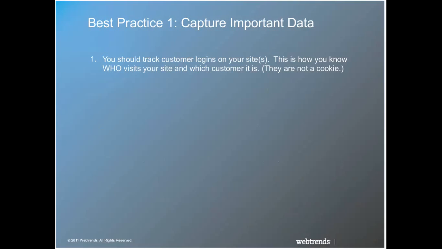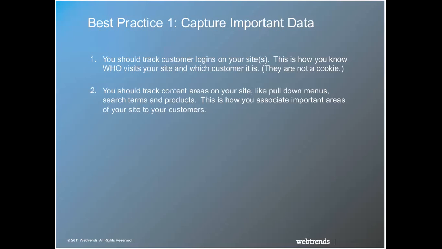Since data includes capturing logins, then you can capture exactly who those individuals are on your site. If you think about aggregate anonymous tools, and there's some very large ones that are out there, we don't want to identify individuals as a cookie, right? We want to identify them as their individual user ID or their customer ID or some sort of a login. Once you can capture that, then you can start stitching it together with many other pieces of data. You can capture other things like content areas, maybe the pull-down menus, search terms, or maybe the product areas that someone is looking at. That way you understand what they're looking at, and then you can associate that with item number 1, who they are.